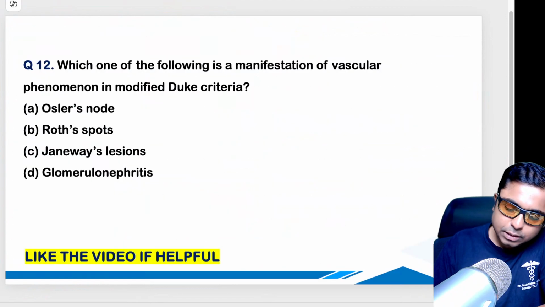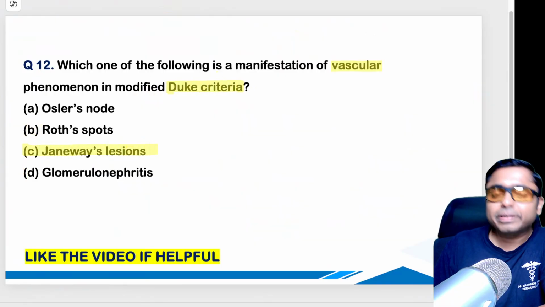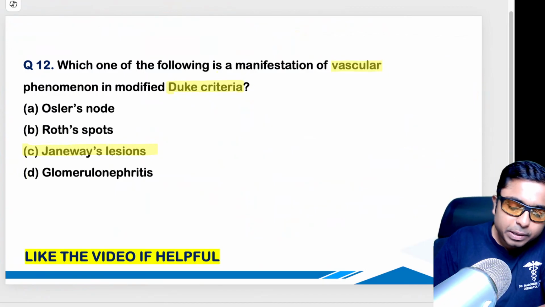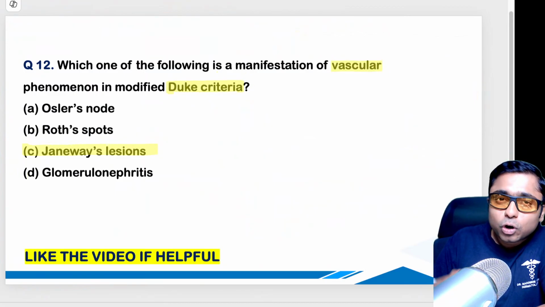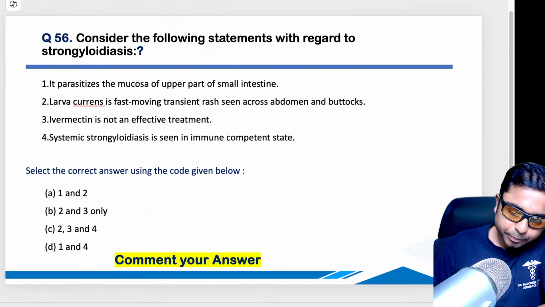Okay, next is this question. You need to identify which of these is a vascular phenomenon in the Duke's criteria. I hope all of you remember now. It is Janeway's lesion, which is the vascular phenomenon. The rest of the options are all immunologic phenomena.